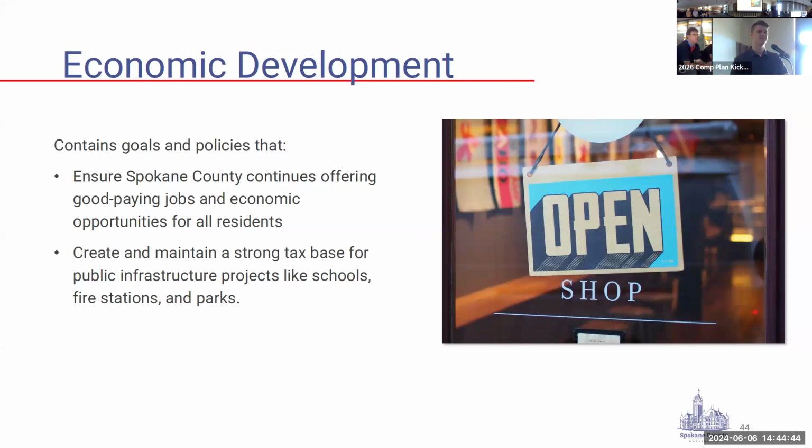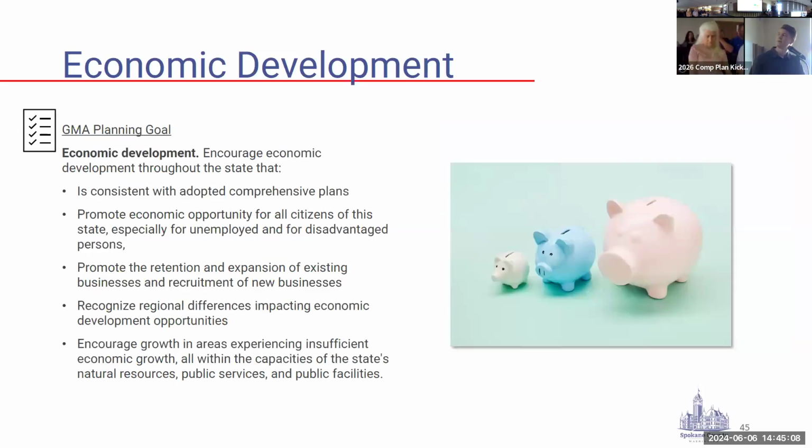One thing, if you haven't picked up on it already, that is true for the comprehensive plan is that a lot of the goals and policies between elements tend to overlap and work in harmony with one another. You'll see that in economic development, as well as a little later when I speak on climate change and resiliency. But going back to economic development, this reiterates the economic development goal as it's written in the Growth Management Act. The economic development element is meant to fulfill this goal.